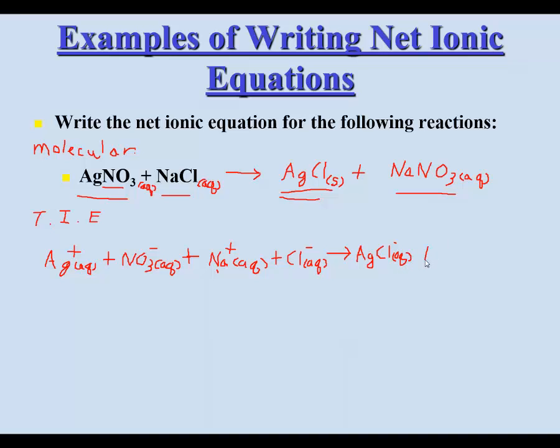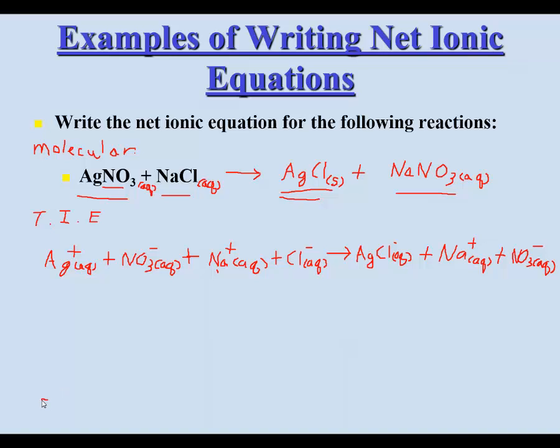And then the other product is sodium nitrate, which is soluble, so I show that broken up into ions. So the total ionic equation will show everything that's soluble or a strong electrolyte broken up into ions, and everything that's insoluble or a weak electrolyte shown together as the initial formula, indicating that those atoms or ions are in close proximity with one another. So this would be a correct total ionic equation.